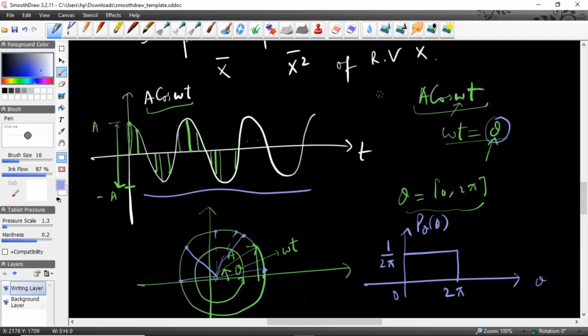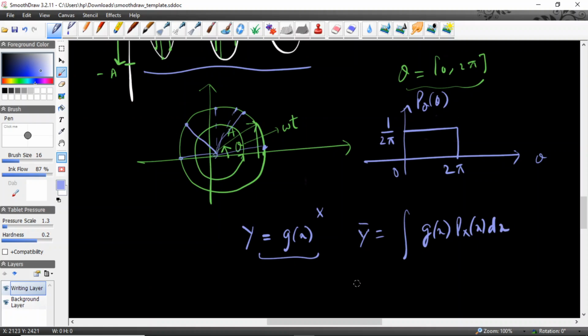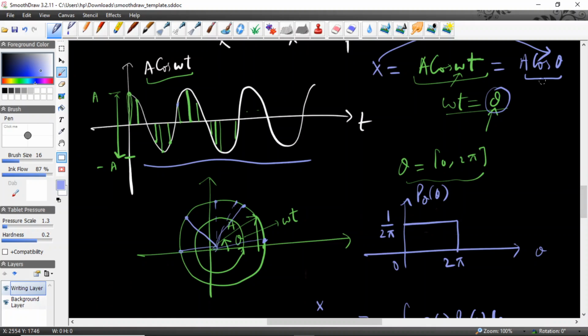Now the random variable x, which is a cos omega t, can be taken as a cos of theta. So this random variable is basically a function of another random variable. You have seen that when you have a function of a random variable, suppose we have a random variable x and another random variable y which is a function of x, then the mean of this random variable y is given by the integral of g of x into p of x dx, and similarly the mean square value.